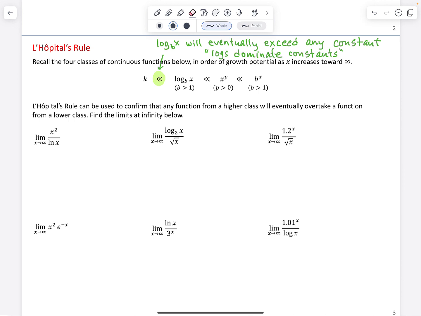During that earlier discussion, we discussed that if you take a function from any class, such as x squared, which is a power of x class, and divide it by a logarithm, which is from a lower class, the dominant function will overtake the dominated function in such a way that this numerator will grow to infinity faster than the denominator, and this fraction will approach infinity as x approaches infinity. Well, we can use L'Hopital's rule to confirm this.